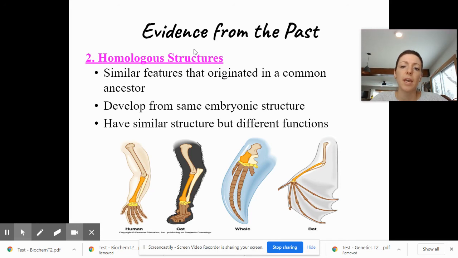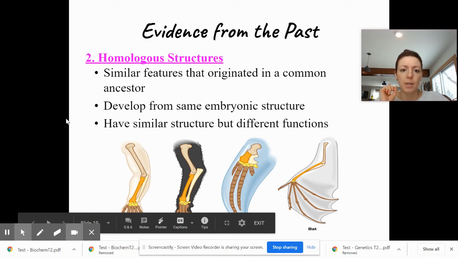They typically indicate a common ancestor at one point, and then of course speciation has pushed them farther and farther away. So we'll get into embryonic structures later, but they develop from the same embryonic structure, meaning from the womb or the egg or wherever they were, they have these structures that started that way and then developed a little differently. As you can see, they have.